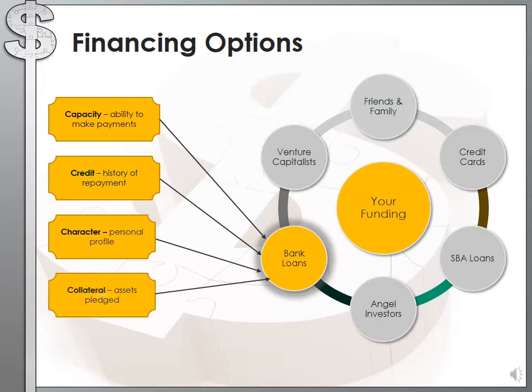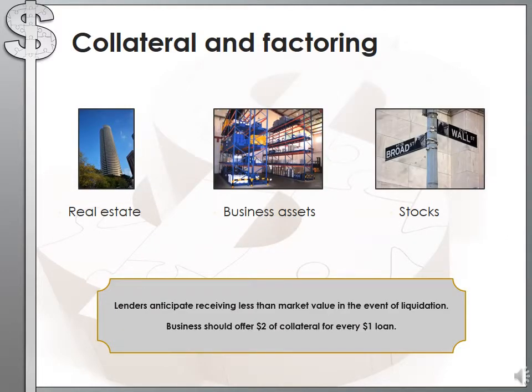Are there any character blemishes that you have that would make a bank officer reluctant to lend you money? And then lastly, collateral. Collateral are assets pledged in the event that the loan does not experience repayment. One of the things that's important to consider for collateral is that collateral is generally factored. So what exactly is factoring? Well, once a business pledges collateral, such as real estate, business assets, or even stocks against a loan, the lender then factors or discounts the value of these assets in the event of liquidation of the collateral due to non-payment.